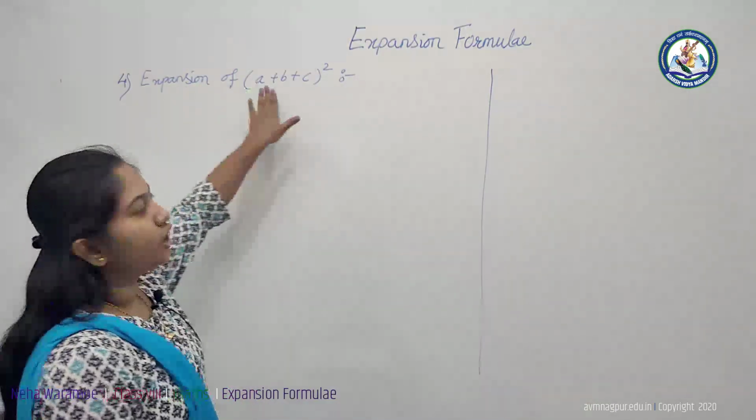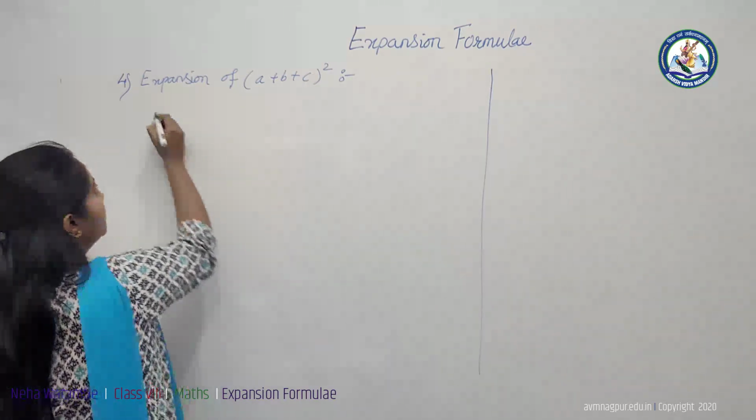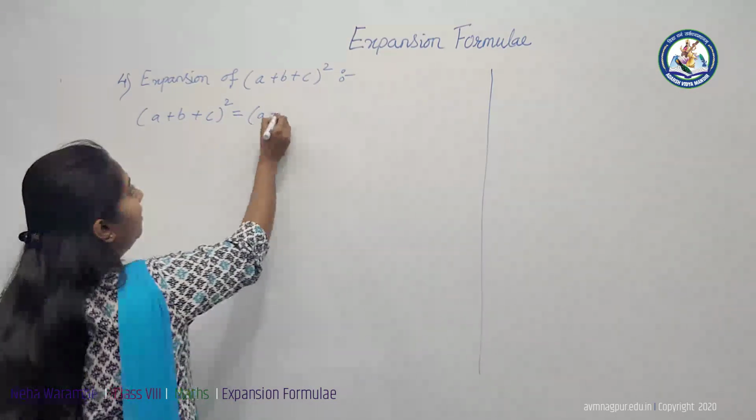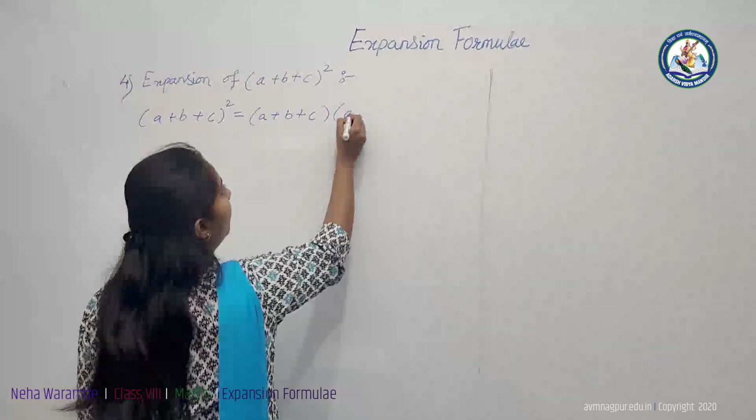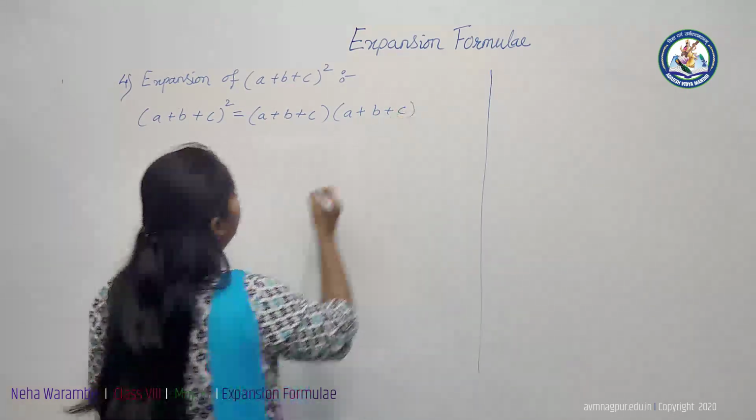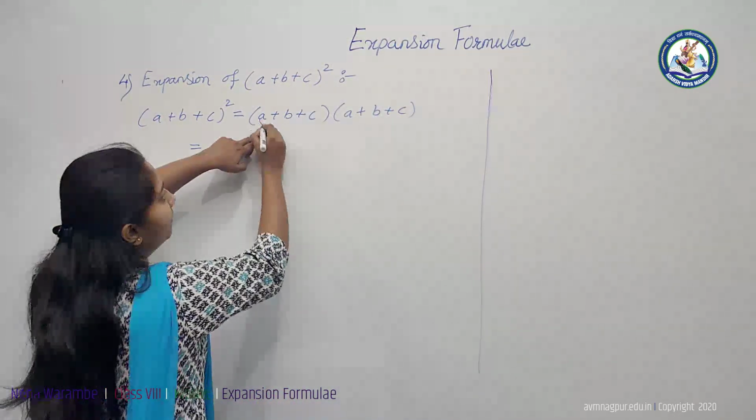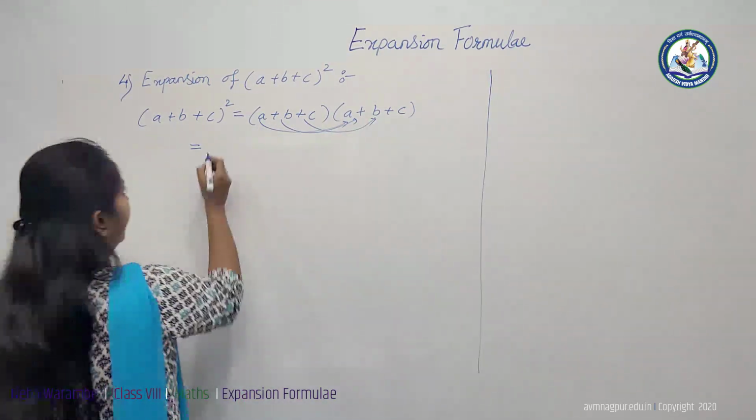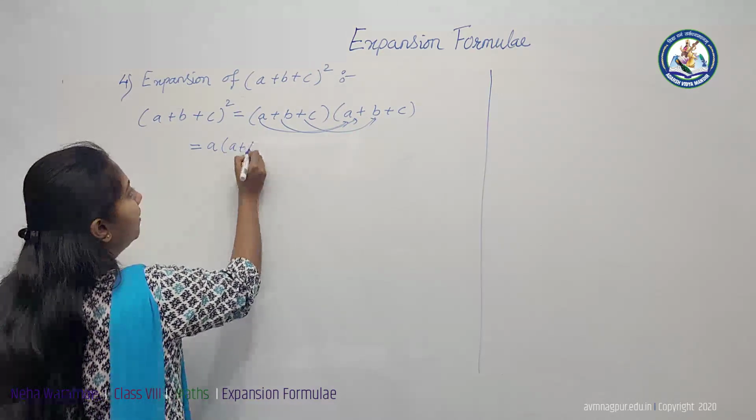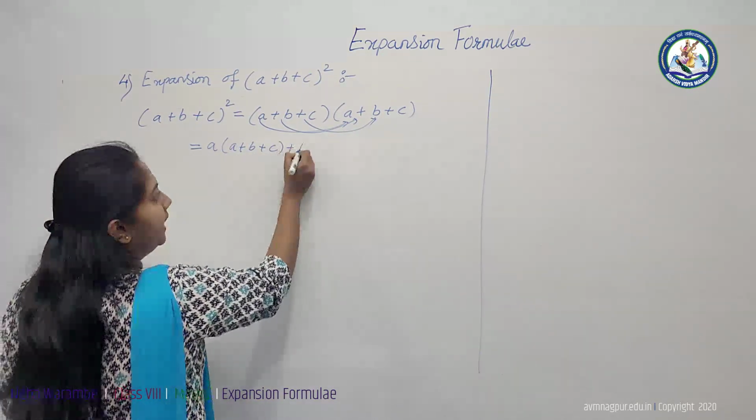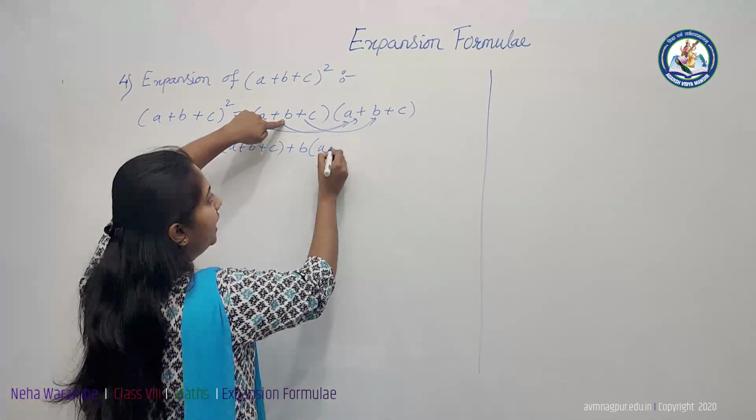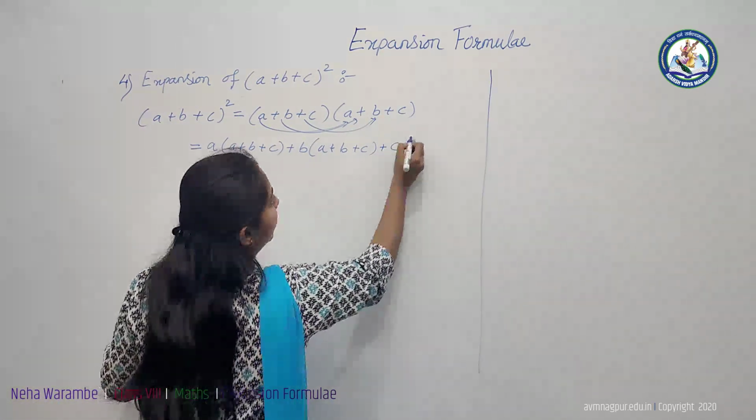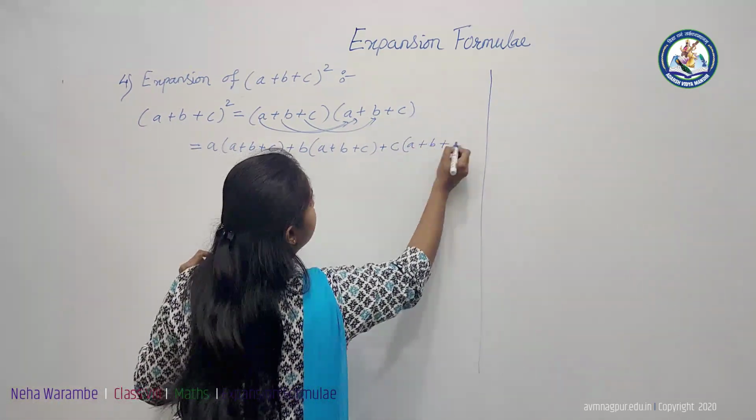The next is expansion of a plus b plus c whole square. That means a plus b plus c whole square can be written as a plus b plus c into a plus b plus c. Now multiply this first term into this second bracket, second term into this second bracket and third term into this second bracket. That means a into a plus b plus c, plus b into this second term into second bracket a plus b plus c, plus third term c into a plus b plus c.